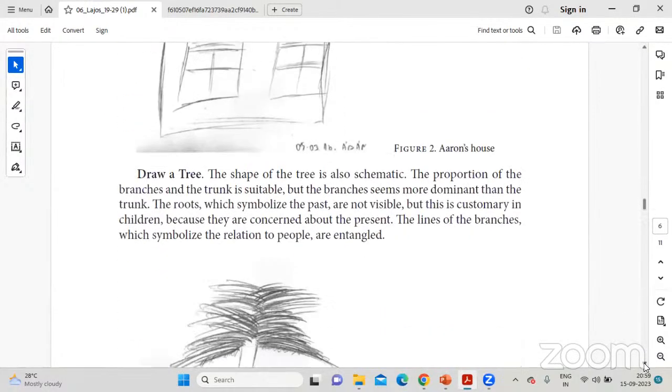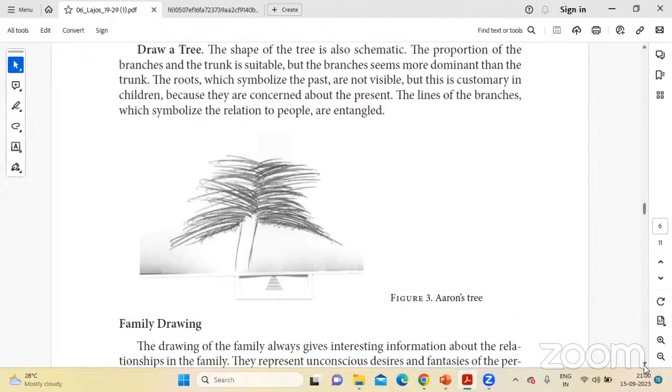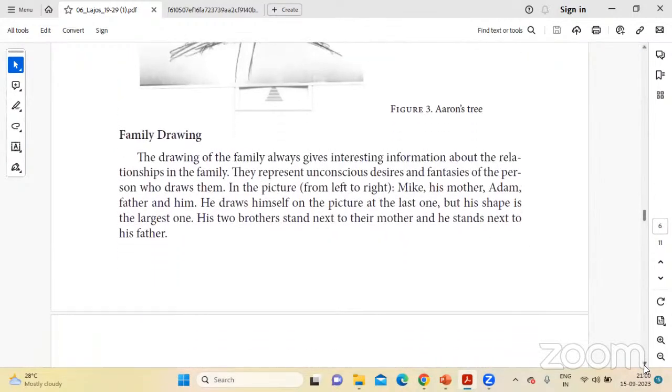Then the tree. The shape of the tree is also schematic. Everything is schematic in his drawings. The proportion of the branches to the trunk is suitable, but the branches seem more dominant than the trunk. Roots, which symbolize the past, are not visible, but this is customary in children because they're concerned about the present. The lines of the branches, which symbolize the relation to people, are entangled. So the drawings are presented, and then the family drawing.